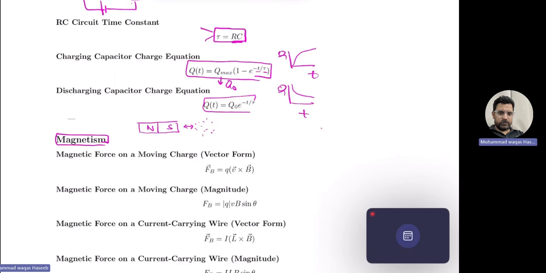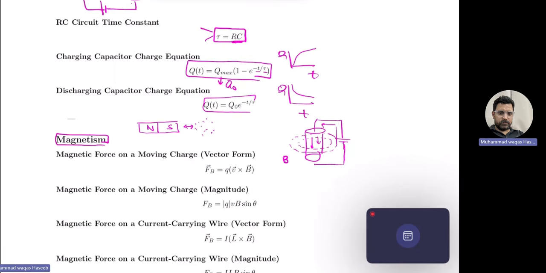Hans Ørsted first observed a phenomenon. When this conductor is connected to the battery, current will flow in this conductor. When the charges flow, they produce current, and this current produces a magnetic field around this conductor. So this magnetic field B is produced by the current.